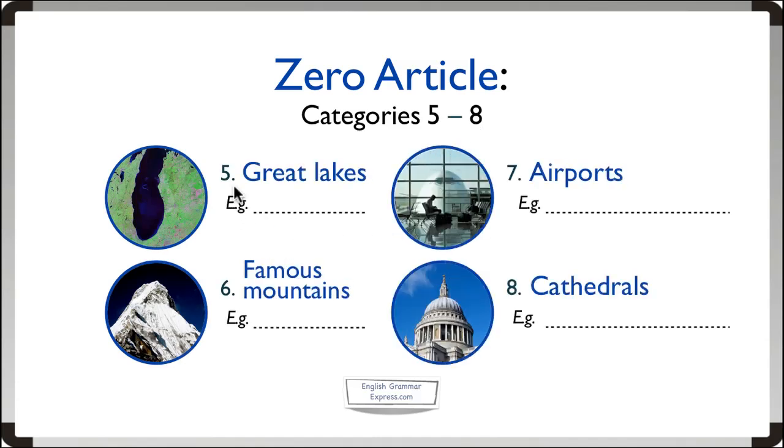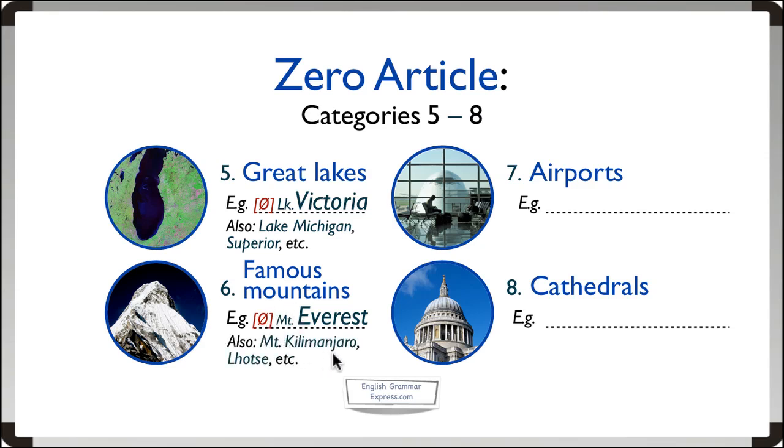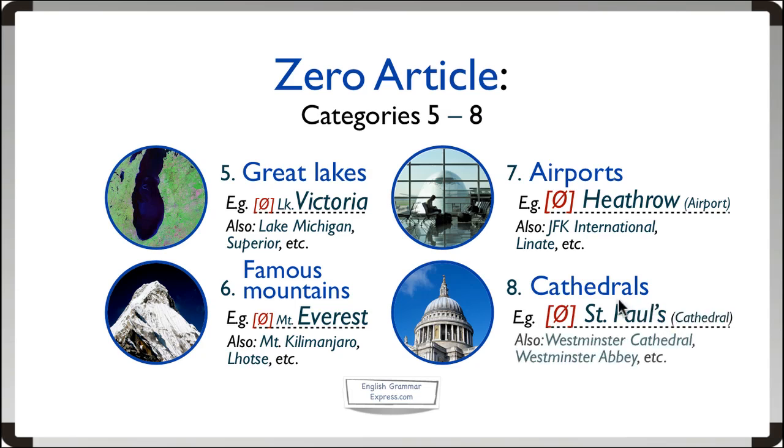Categories 5 to 8. Number 5, Great Lakes, and this lake is Lake Victoria. No article. Other examples are Lake Michigan, Lake Superior, and so on. Number 6, famous mountains, and this is Everest, or Mount Everest, both with no article. Other examples are Mount Kilimanjaro in Africa, or Mount Lhotse, and all the rest. Number 7, airports, and this particular picture could be any airport, but I've chosen Heathrow in London, without an article, as usual. Other examples are JFK International in New York, Linate in Milan. Number 8, cathedrals. The example here is St. Paul's Cathedral. Other examples would be Westminster Cathedral or Westminster Abbey, which is a type of cathedral, and all the rest. So those are categories 5 to 8, Great Lakes, famous mountains, airports, and cathedrals.